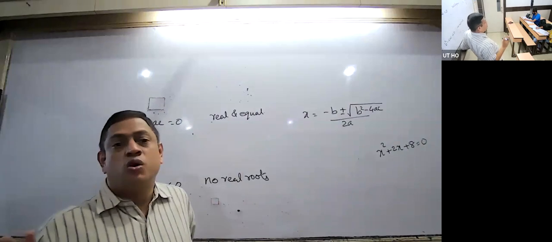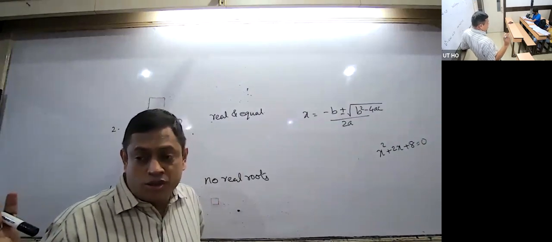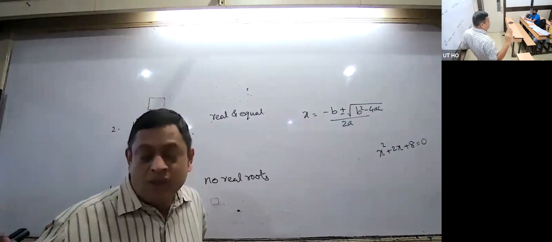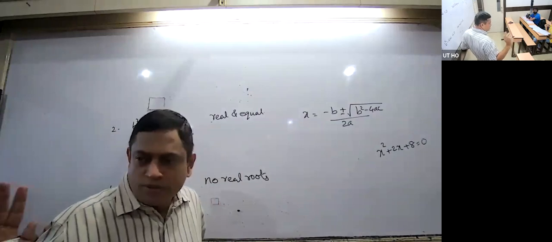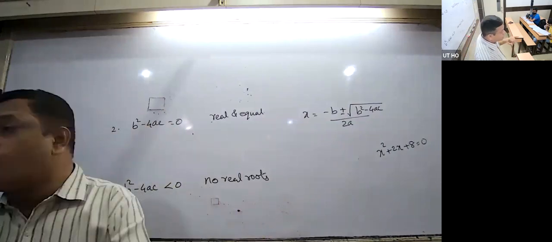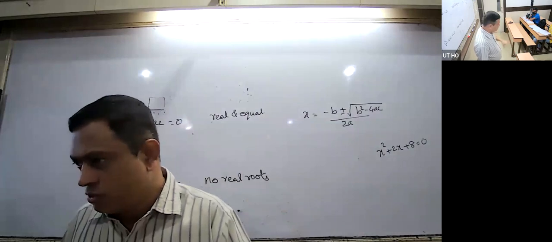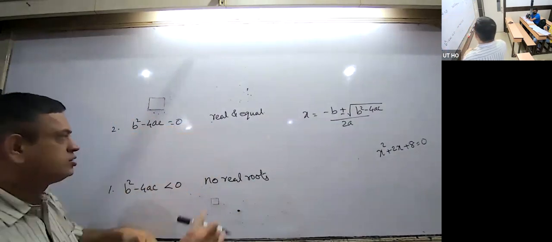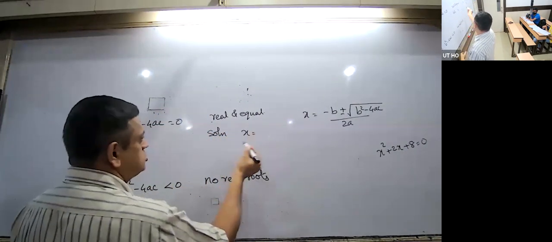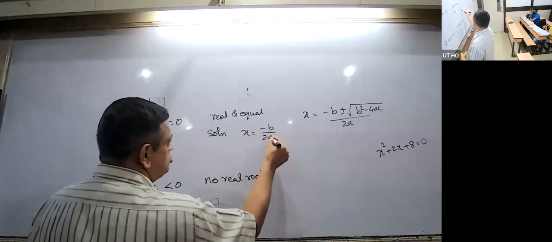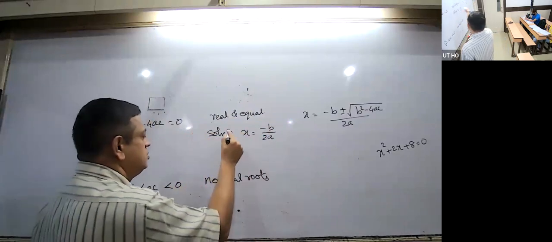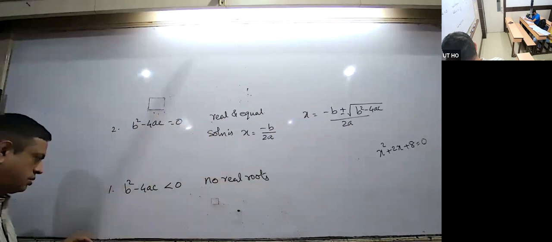Now, this word equal, there are different words you will see: equal roots, same roots, coincident roots, repeated roots. All of them have the same meaning. So remember all these words. Whenever this condition comes, this is the one. Then what will be the solution? x is equal to minus b upon 2a. Yes or no? Yes. If you want, you can write the solution is, even if you substitute, you will automatically get the solution as minus b by 2a.